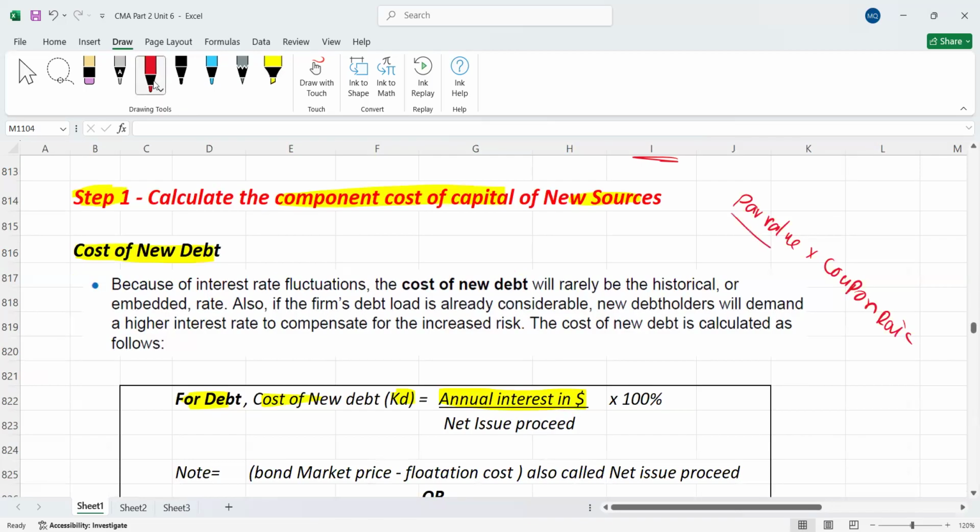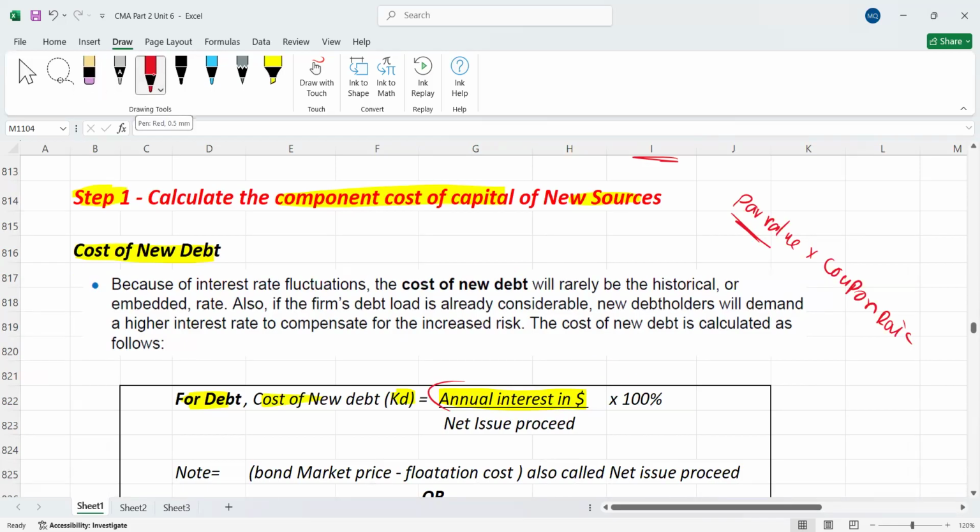Par value we need. We don't need market value, or the issue price. We need par value times coupon rate. So this will give you the annual interest in dollars. If you have a tax, you can handle it here: when you take annual interest in dollars, you can multiply by one minus tax also, because interest expense is tax deductible. It can save you tax. Anyhow, the tax effect we can consider later.